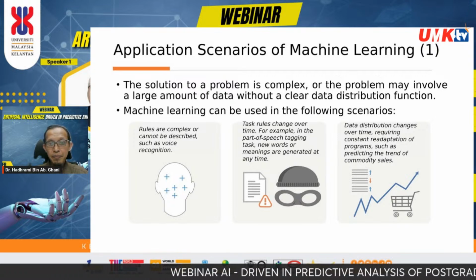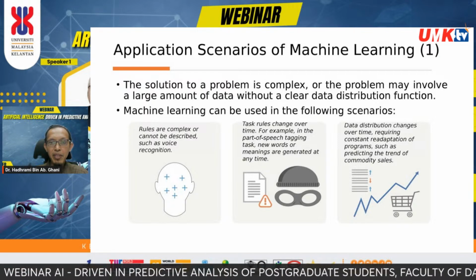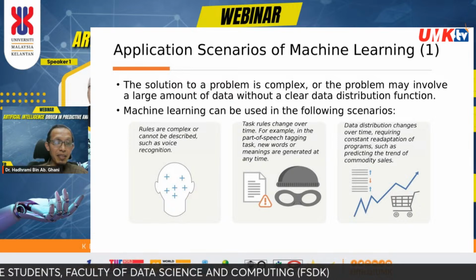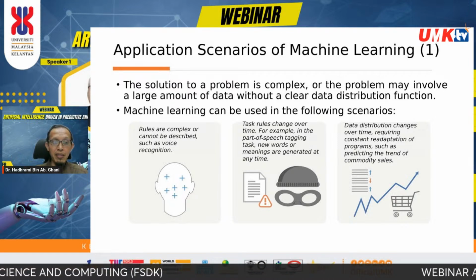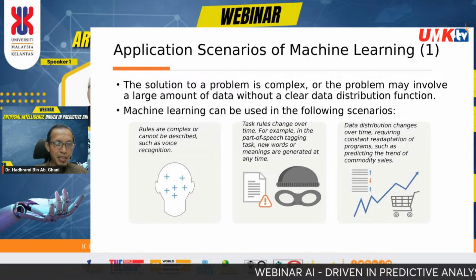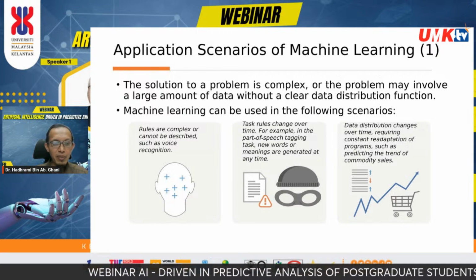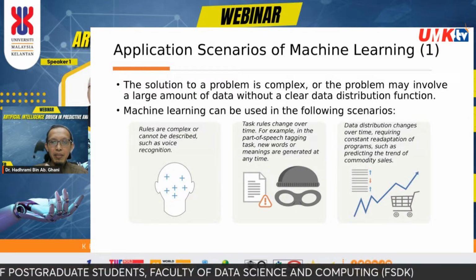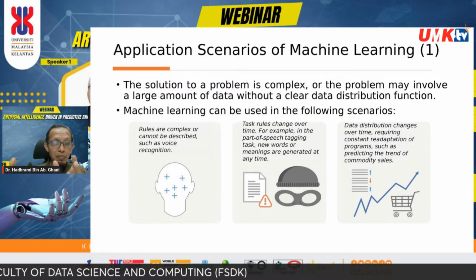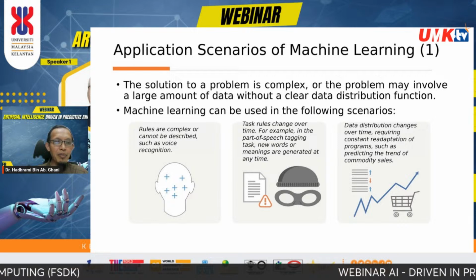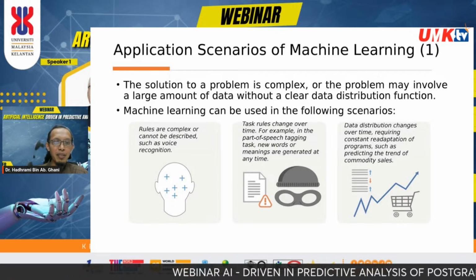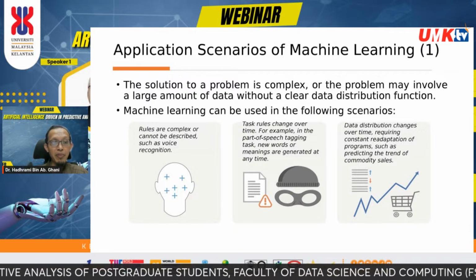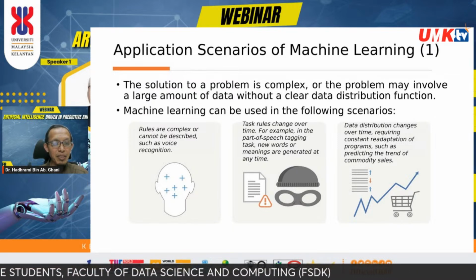For example, in the second example given there, in the part of speech tagging tasks, new words or meanings are generated at any time. This is also a very good example of predictive analysis, right? You have an incomplete sentence and you want to predict what should come next. For example, the first sentence that you see in the slide here: the solution to a problem is complex, comma, or the problem may. You may create any examples including this sentence, make it incomplete, and try to predict the next word that should be inserted so that the sentence is complete. This kind of problem is another complex problem that can be solved by using machine learning, including deep learning and so on. And when I say machine learning here, we also include deep learning.